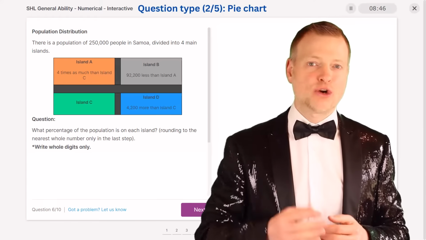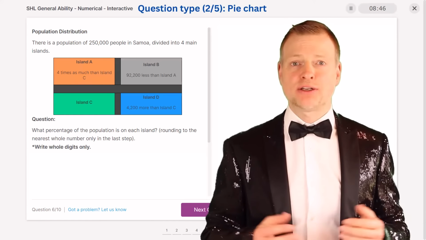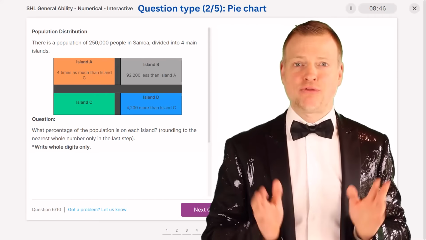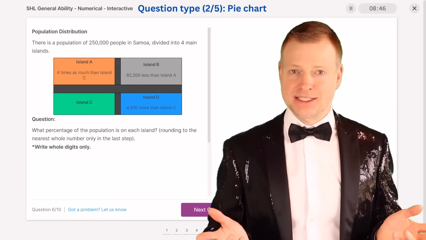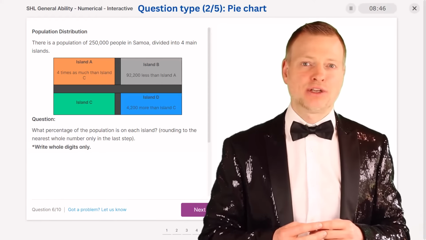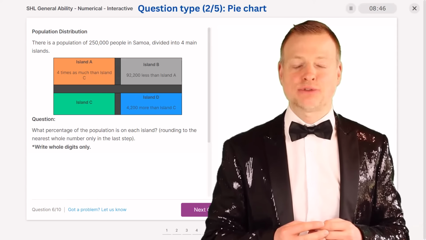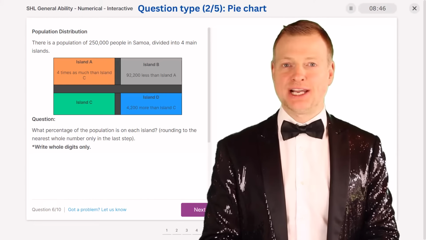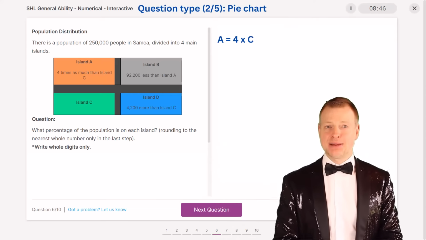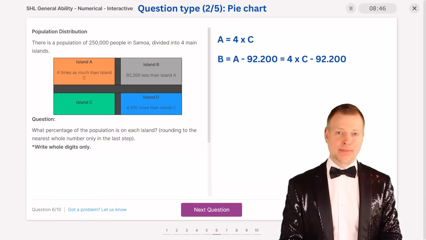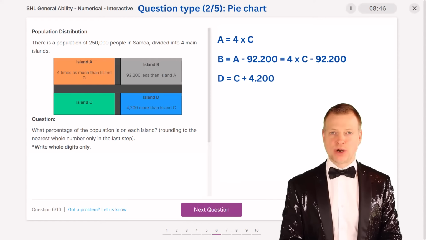Essentially, you should quickly recognize that there are 4 unknowns here, and that you need to set up 4 different equations to solve for these 4 unknowns. Island C is not specifically described, so we express the other questions in terms of C. The population of Island A is 4 times as big as that of Island C. Island B has a population of Island A minus 92,200, or 4 times C minus 92,200. Island D is C plus 4,200.